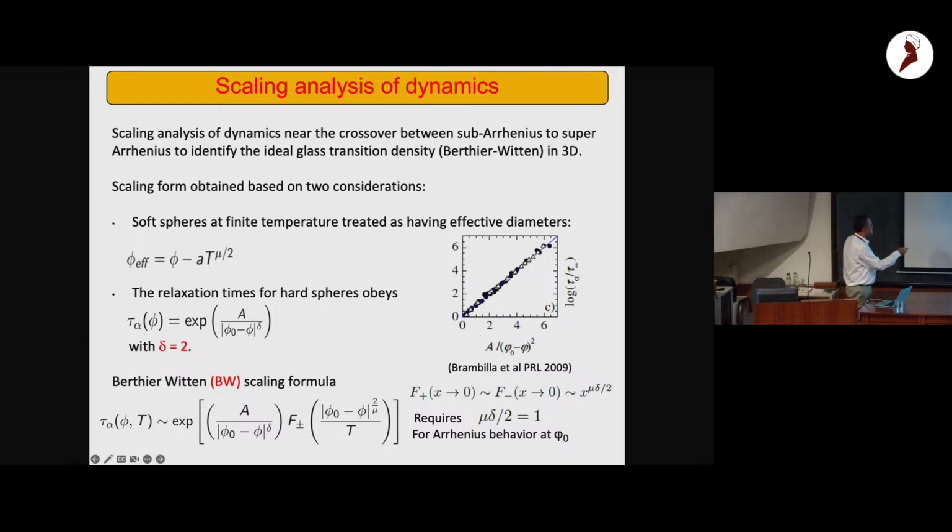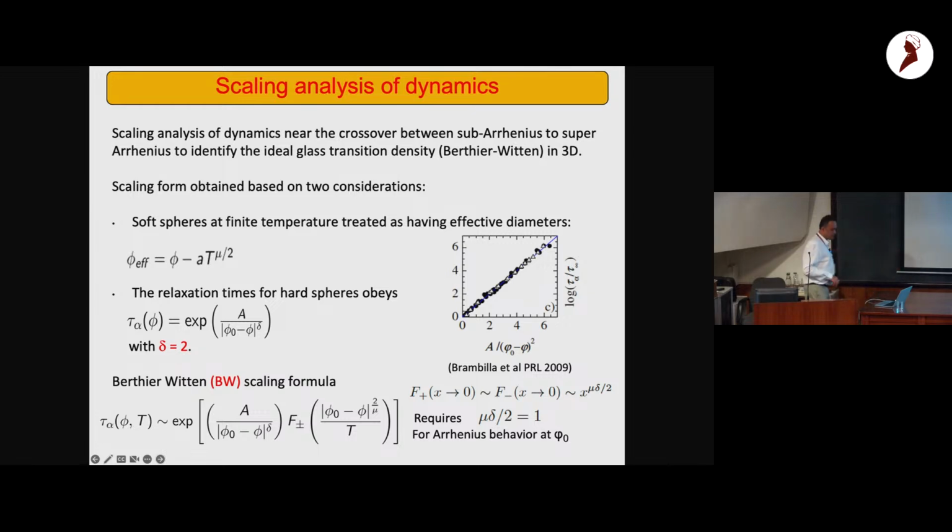And the other is to say that if I look at the hard sphere system, the relaxation times diverge in an activated form as given here, which is exponential of the inverse of phi minus phi naught raised to some power delta. And there is evidence from work in 3 dimensions, including experimental work in colloidal systems, that suggests that this exponent delta has to be 2. Okay? And so if we take these 2 things in mind, I start with this equation, and I replace the packing fraction phi here with an effective packing fraction, right?